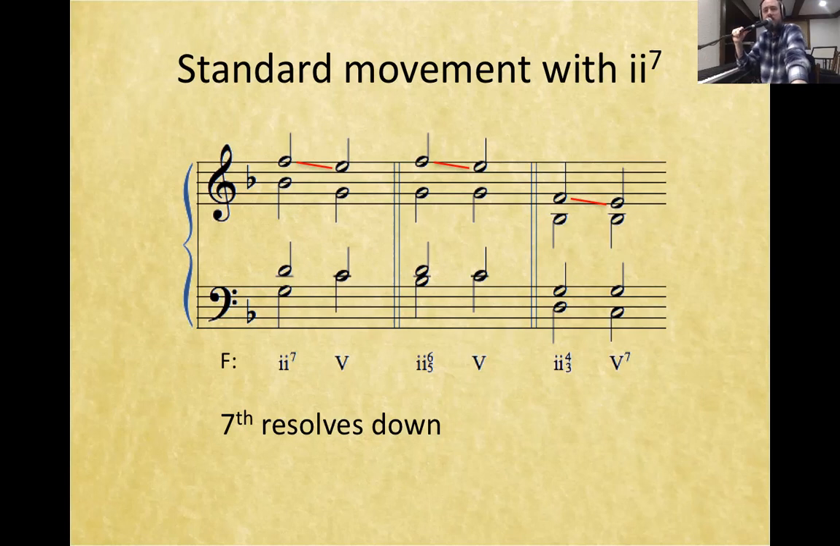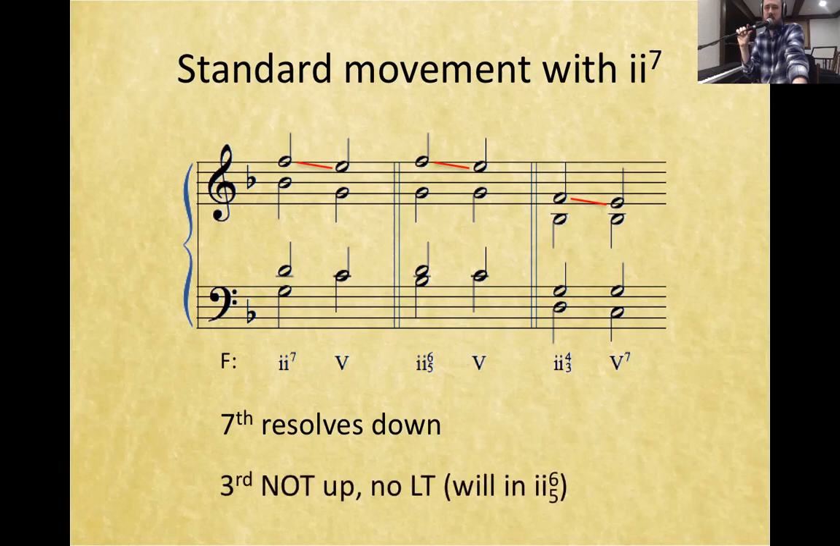So the 7th is going to resolve downwards because that's what 7ths do. So nothing changes there at all. But again, as we mentioned, the big change is that the leading tone doesn't necessarily need to resolve upwards, right?